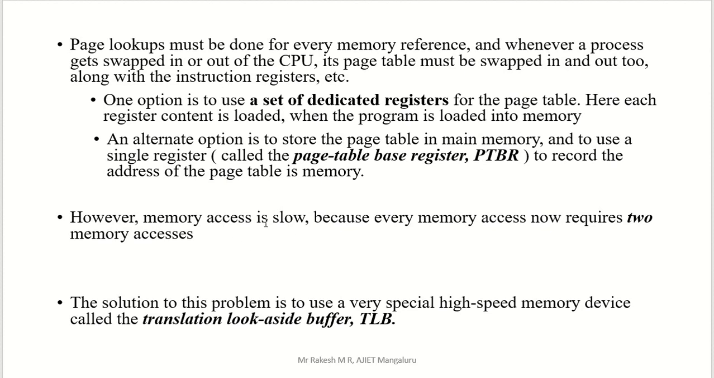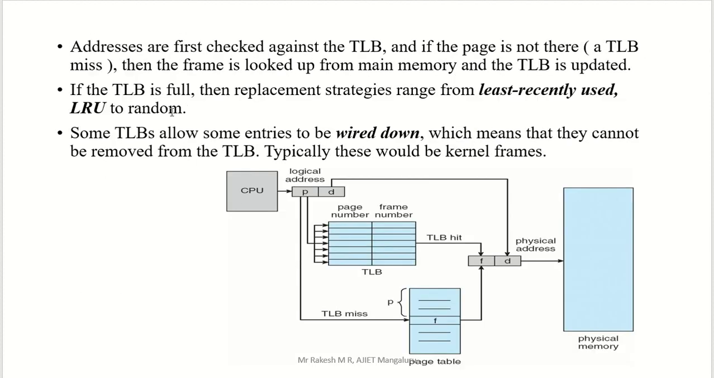However, main memory access is slow, because every memory access now requires two memory accesses. Memory access is somewhat slow compared to register access, right? So we are going to introduce another new concept called TLB. TLB, the translation lookaside buffer, is a very important concept. What do you mean by TLB? We will explain that here.